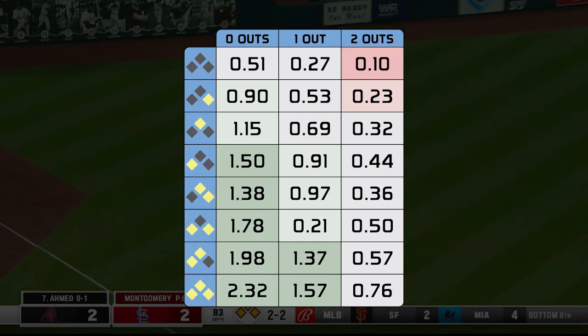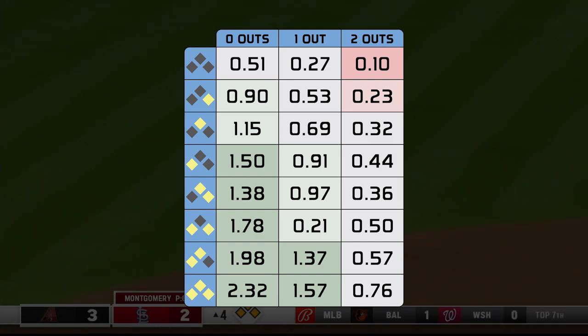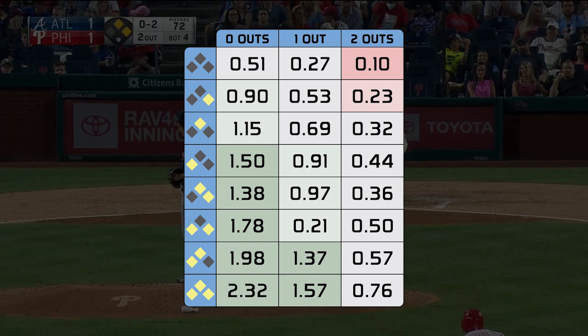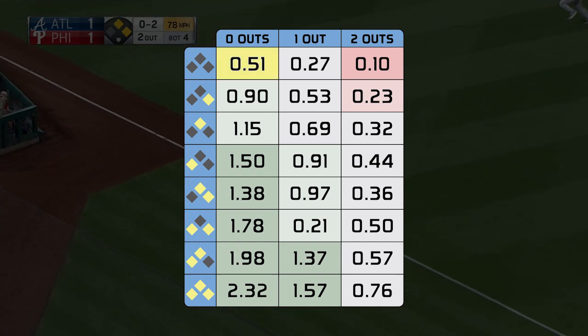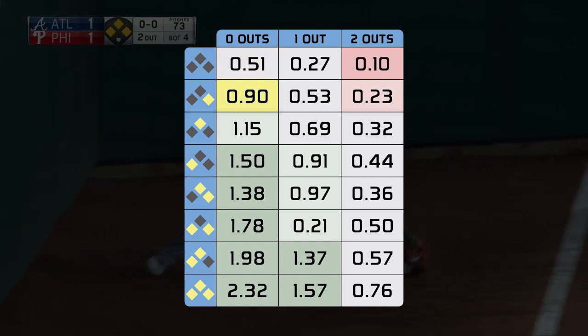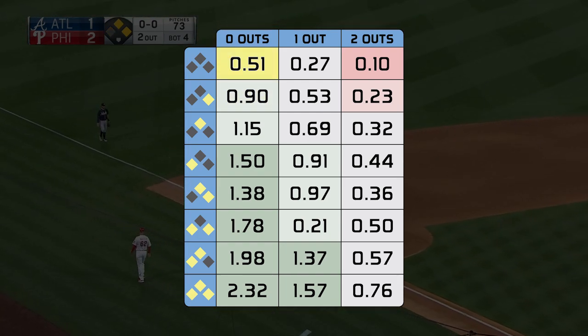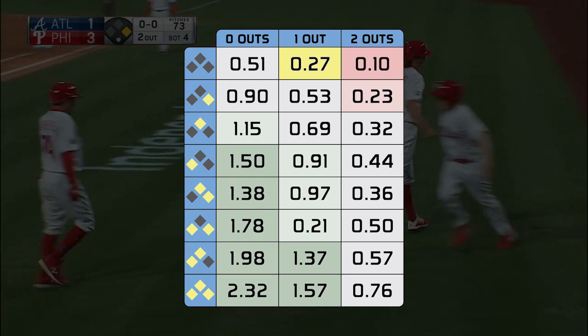A team at the start of each inning, with no outs and no runners on base, is expected to score approximately 0.51 runs. As runners reach base in advance, the expected runs go up. As the defense gets batters out, the expected runs go down. For example, if the first batter of the inning reaches first base, the number of runs expected increases from 0.51 to 0.9. But if that first batter gets out, the expected runs in the inning decrease to just 0.27.